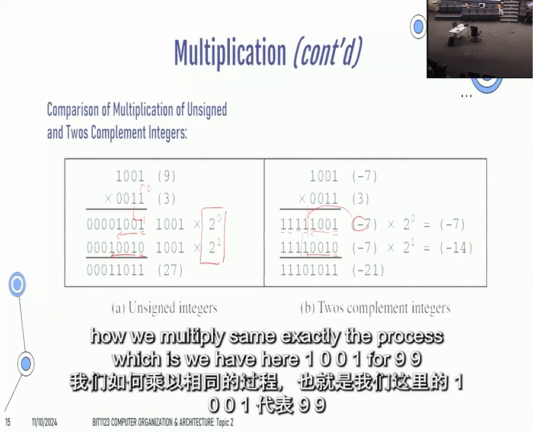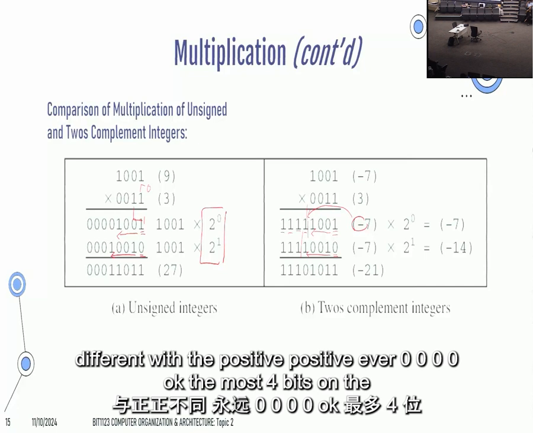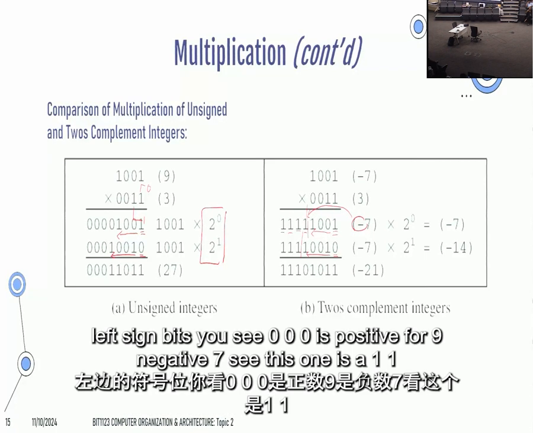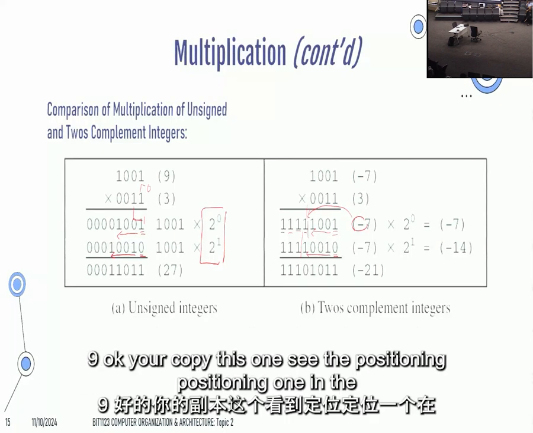How do we multiply? Exactly the same process. Here we have 1001 for 9, multiplied by 3 in decimal. This one is negative, so you see the difference from the positive. Positive has 0, 0, 0, 0. The most left 4 bits are the sign bits. You see, 0, 0, 0 is positive for 9. Negative 7 is 1, 1, 1, 1. So that's the difference. And then next, you see the value 1001, number 9.